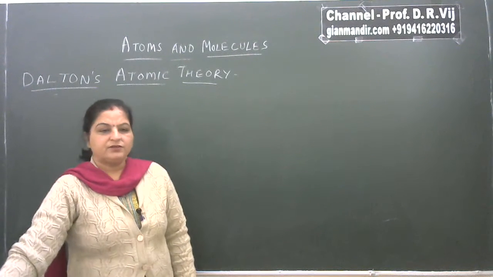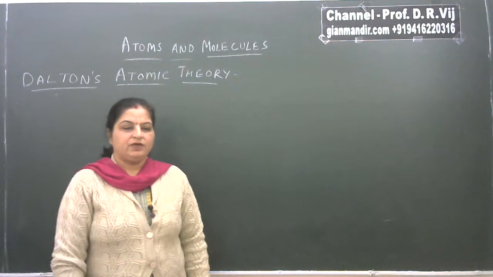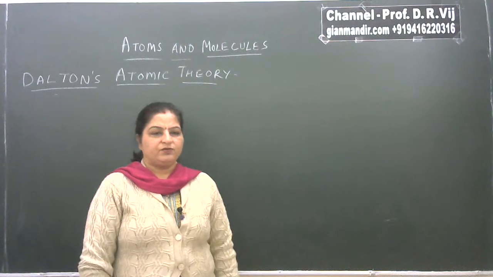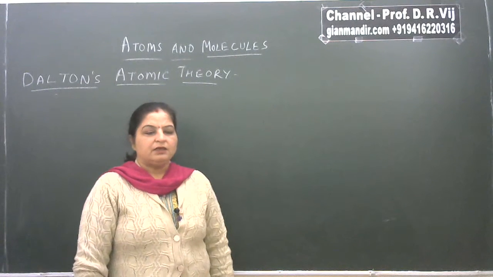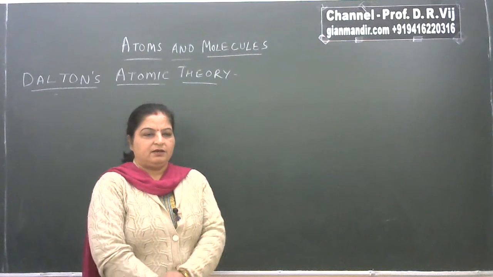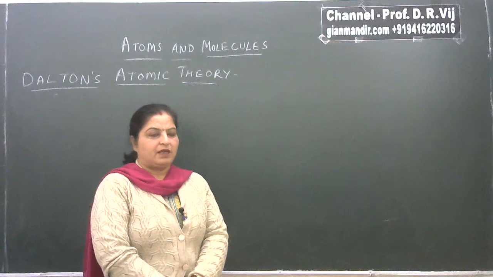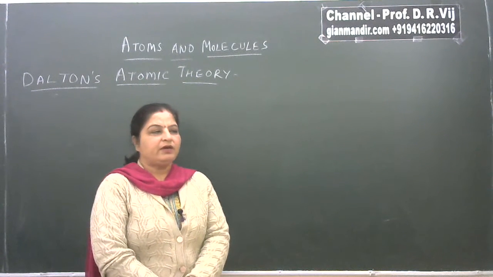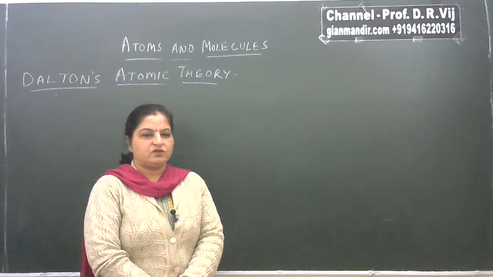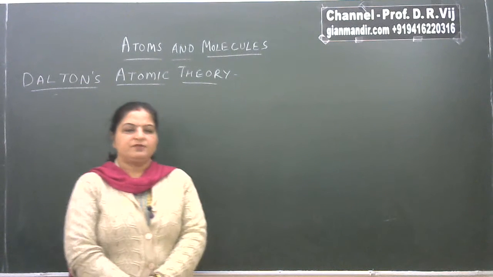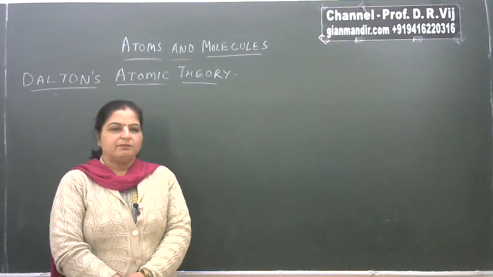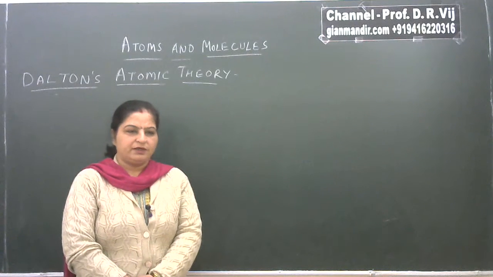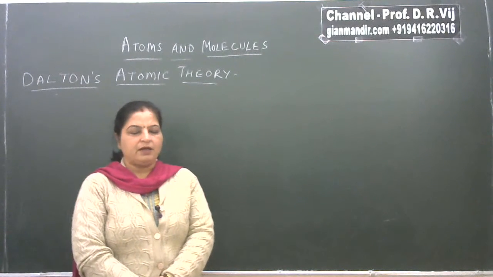Hello dear students. In our last lecture, we discussed the laws of chemical combination. These laws were given by Antoine L. Lavoisier and Joseph L. Proust, and you have seen these laws were based on the experimental observations of the experiments performed by Lavoisier and Proust, right?